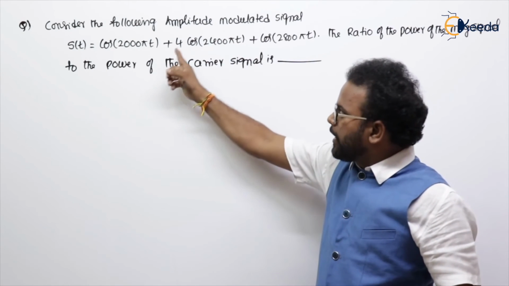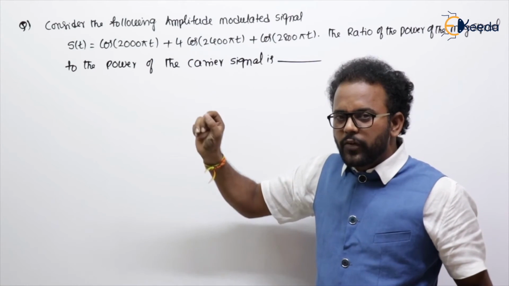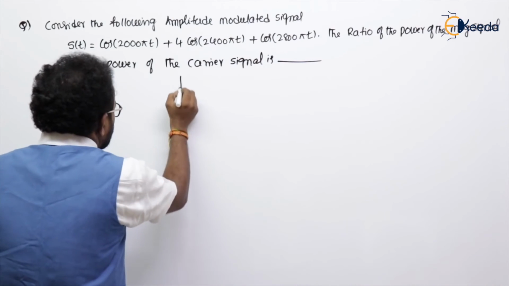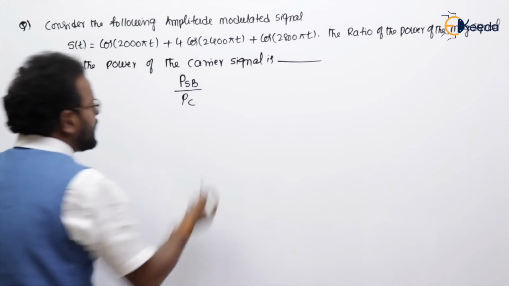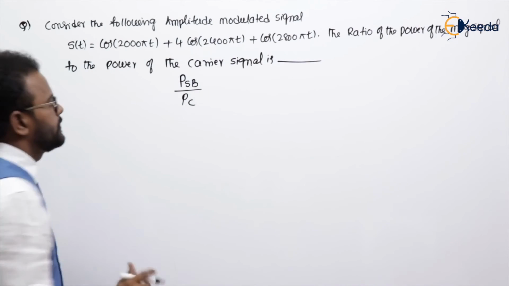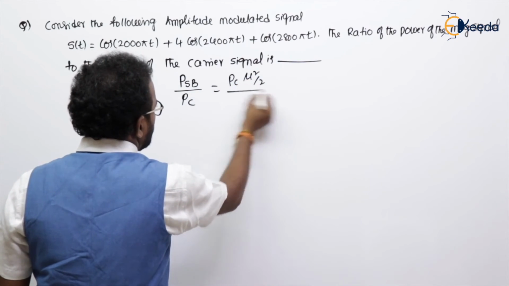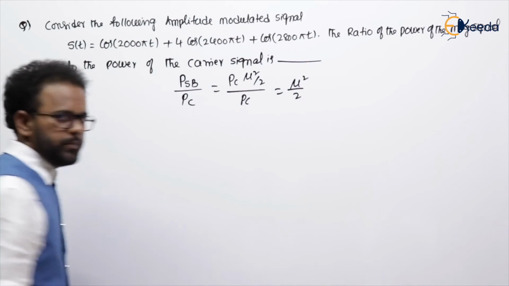Here the amplitude modulated signal is already given. Power in the message means, where is the message in an amplitude modulated signal? The message in an amplitude modulated signal is in the sidebands. That is his intention. PSB is PC into mu square by 2, so the ratio is PSB by PC. So simply you have to calculate mu square by 2.